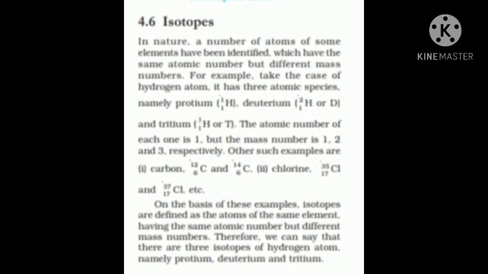I repeat, isotopes are defined as the atoms of the same element having the same atomic number but different mass number. Therefore, we can say that there are 3 isotopes of the hydrogen atom, namely protium, deuterium and tritium.